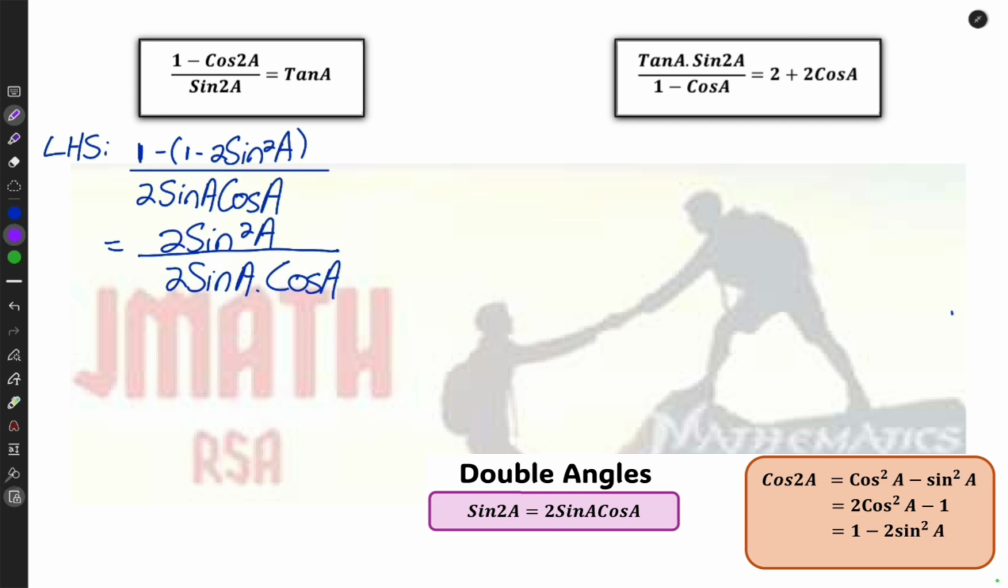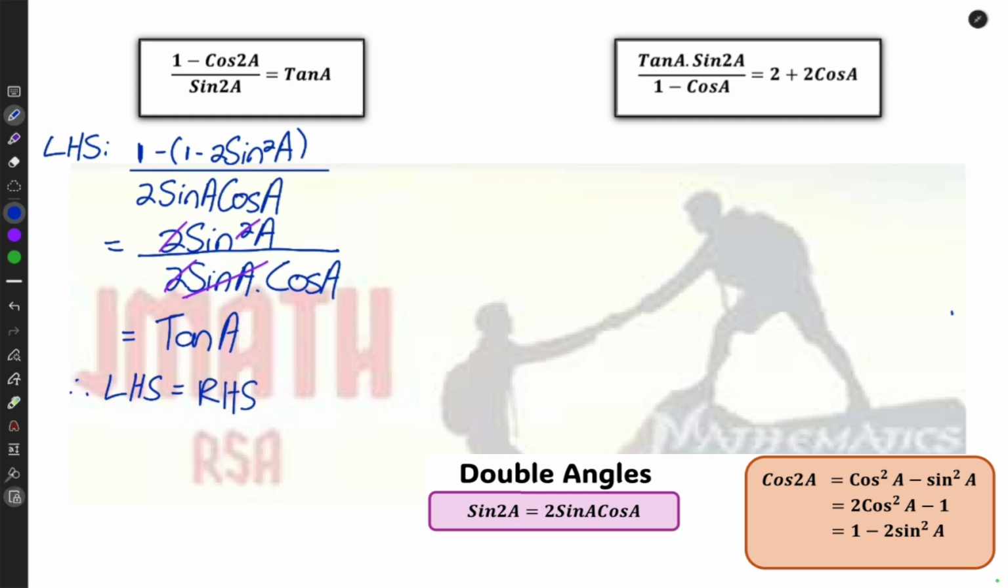And great, now the 2's can cancel. The bottom sine a can cancel the squared. And just have a look at it. I have sine over cos, which gives me tan of a. And remember to always end off with left-hand side equals right-hand side. Perfect. You proved this identity.